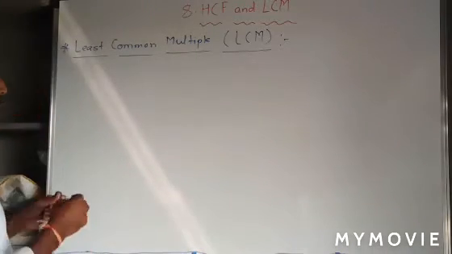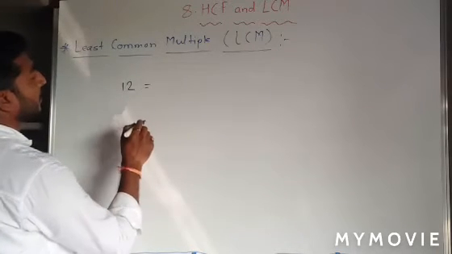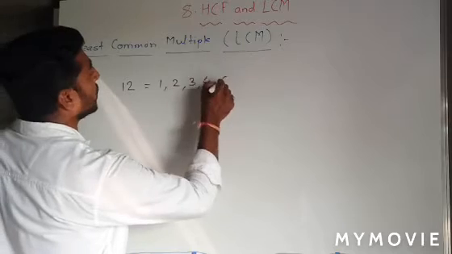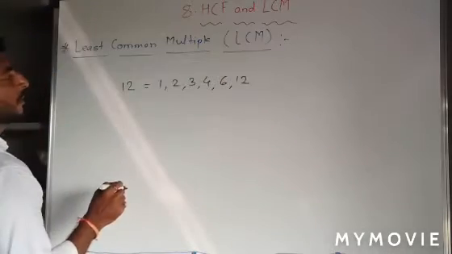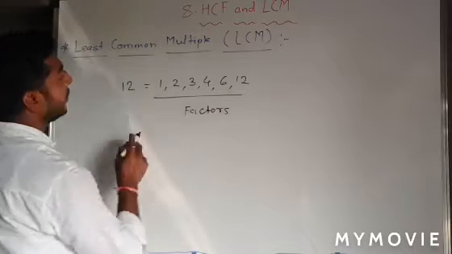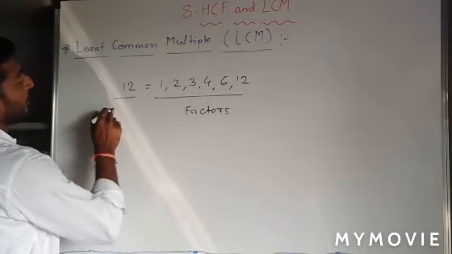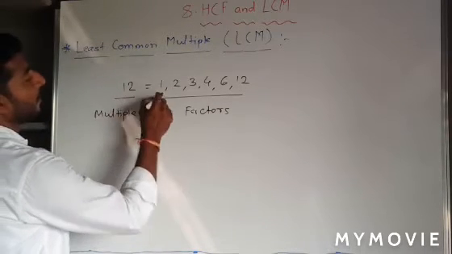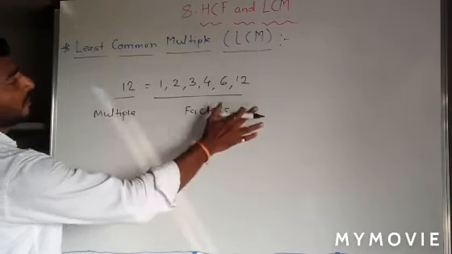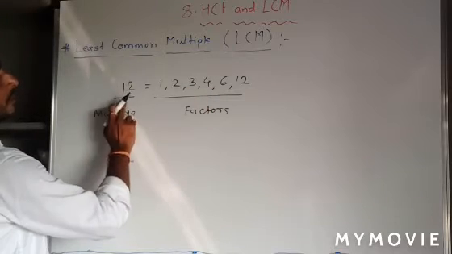So now you have studied that the factors of 12 are 1, 2, 3, 4, 6 and 12. So these are the factors of 12. And what is 12? 12 is a multiple of all these numbers. So the factors of 12 are these, and 12 is a multiple of each of these numbers.